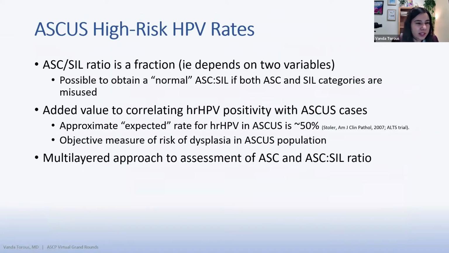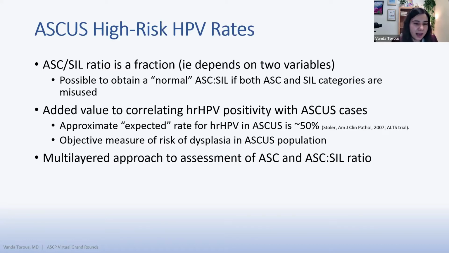Now, one thing to consider, however, is that the ASC-SIL is really a measure of the degree of uncertainty expressed as a ratio. So it's a fraction, meaning that it depends on 2 variables. So because of that, it's actually possible to obtain a normal ASC-SIL ratio if both the ASC and SIL categories are misused. So considering that, there's an added value to correlating this with the high-risk HPV positivity rates for ASCUS cases. And that's because this is an external standard.